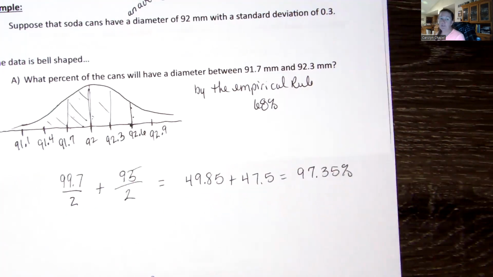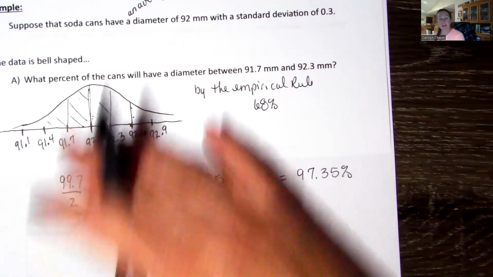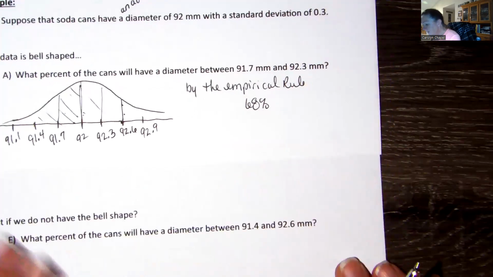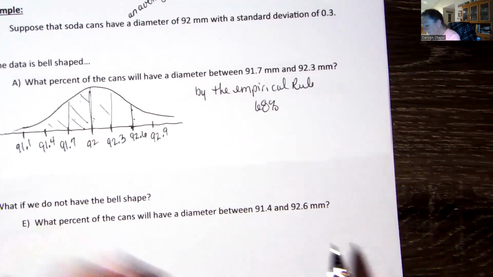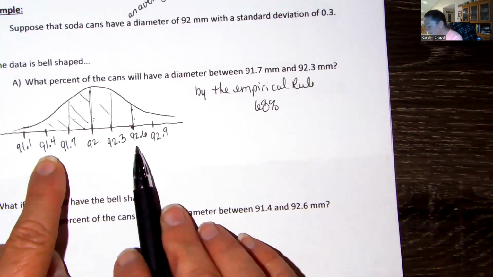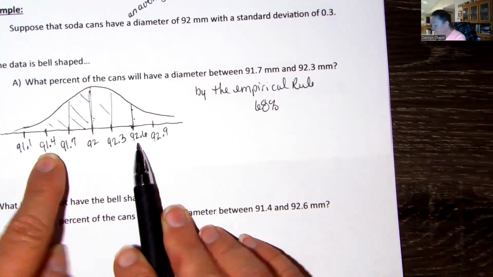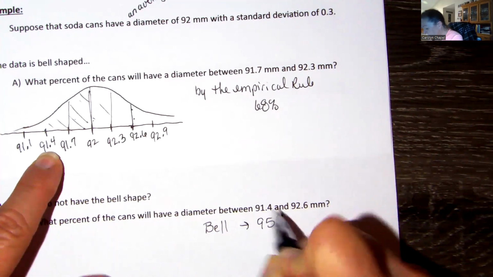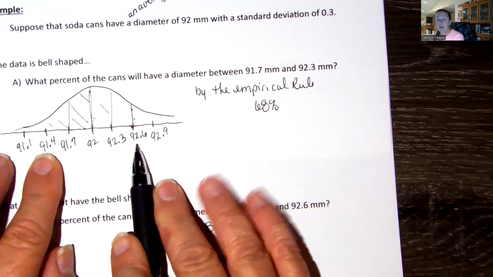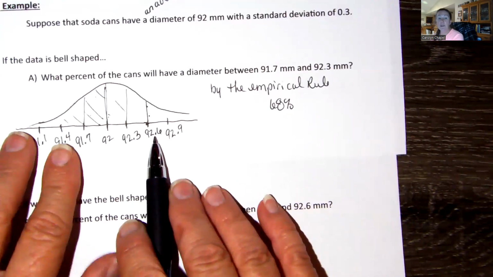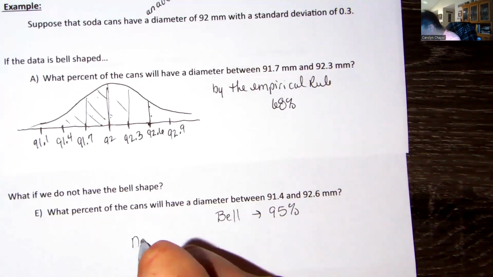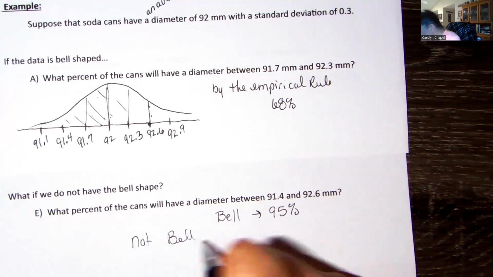Okay. Now, what happens if it's not bell-shaped? Then all that 68, 95, 99.7 stuff goes out the window. But I am going to look at it and say, okay, if we don't have bell-shaped, and I was still going between the 91.4 and the 92.6, if it was bell-shaped, we'd have 95%. If it's not bell-shaped, we can't apply the empirical rule. So we have to go with Chebyshev.